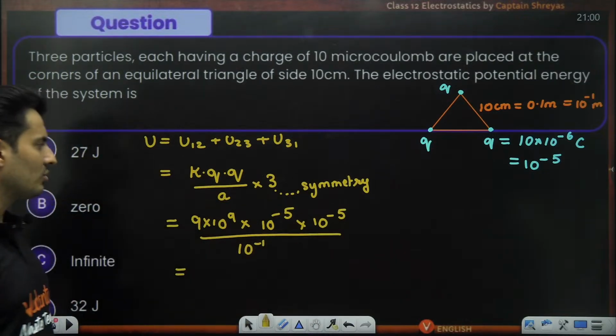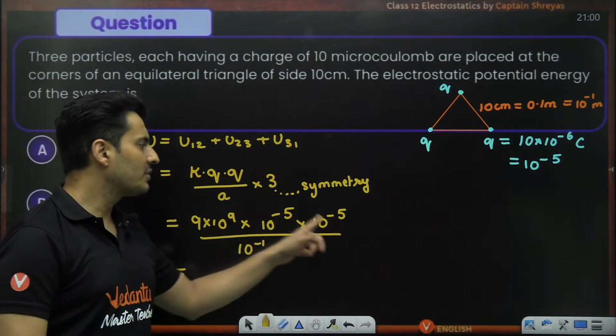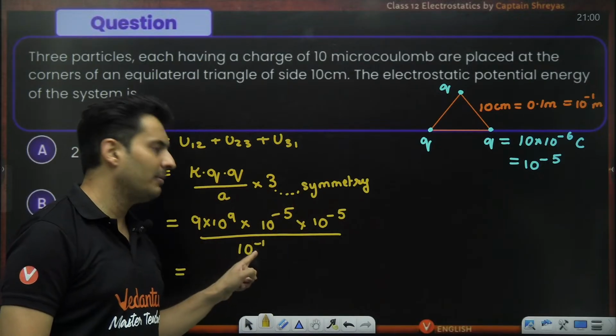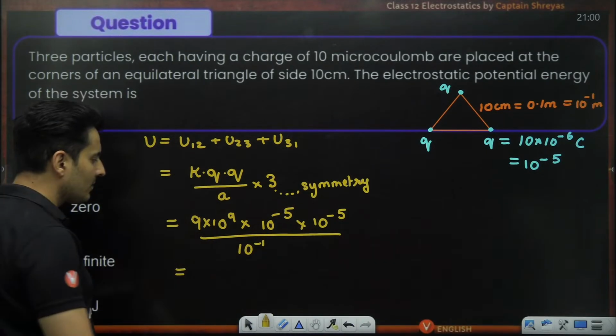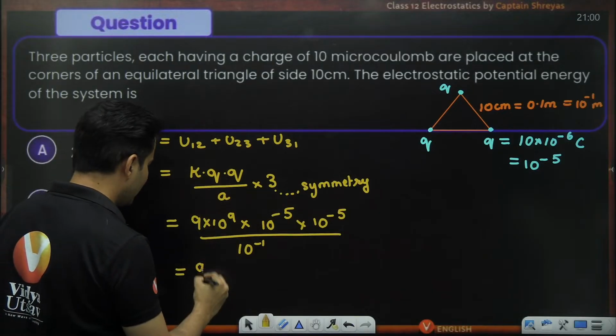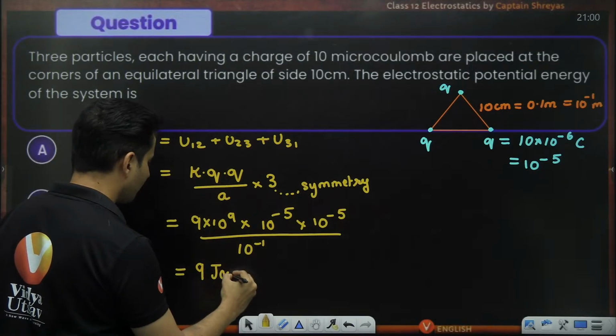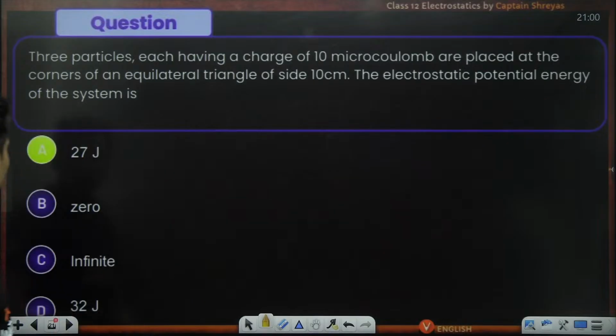Come on, my dear students, what is the correct answer over here? Minus 5 and minus 5, minus 10. Minus 10 and minus 1 cancels, minus 9. 9 and minus 9 cancels, becomes 1 only. So the answer will be 9 joules.